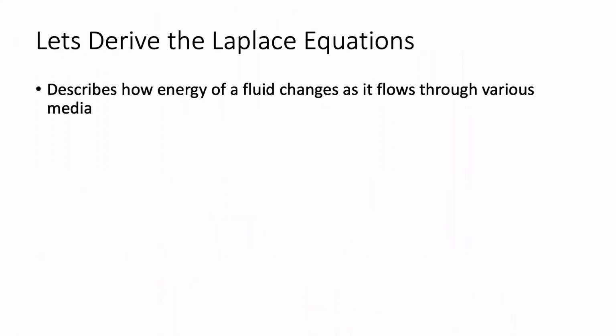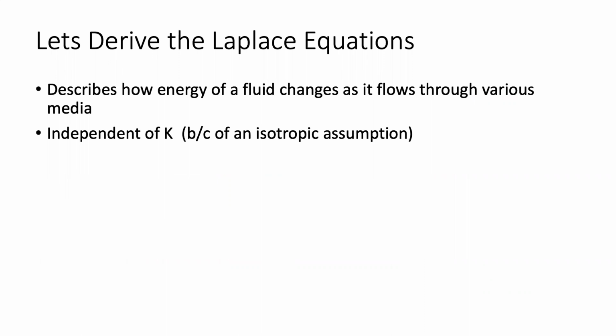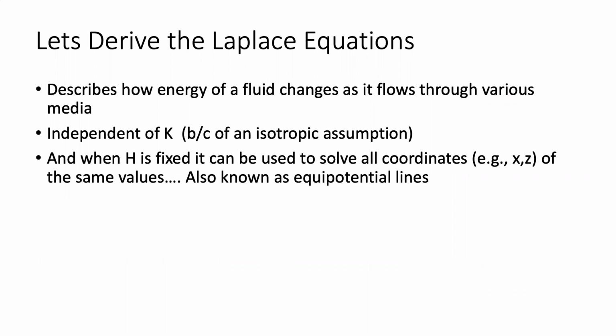So the Laplace equation describes how energy of a fluid changes as it flows through various media. It is independent of K because we have an assumption of isotropy, right? Flow is not preferentially occurring in any of the directions. When H is fixed, it can be used to solve for the coordinates of other H's. So these are known as the equipotential lines, right?